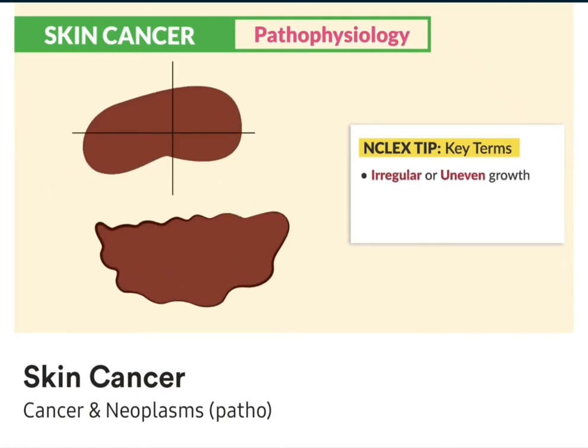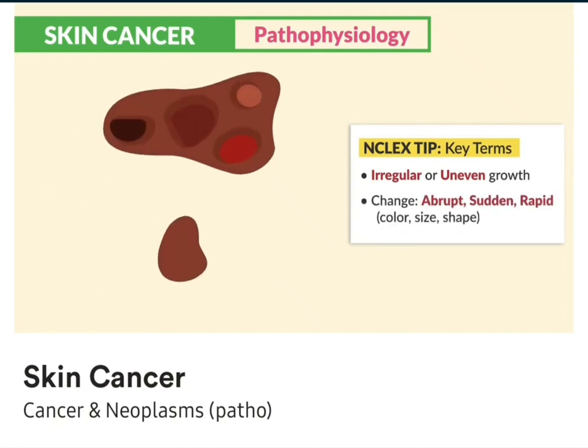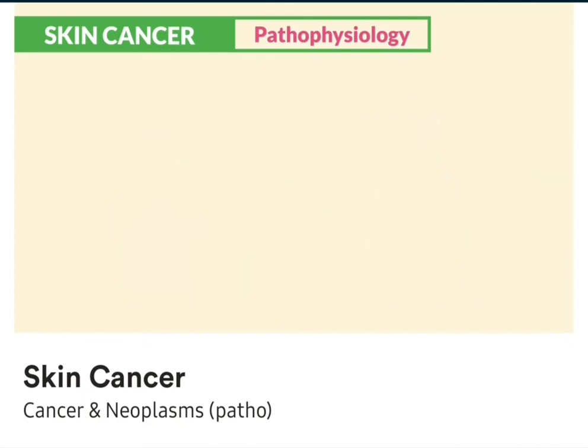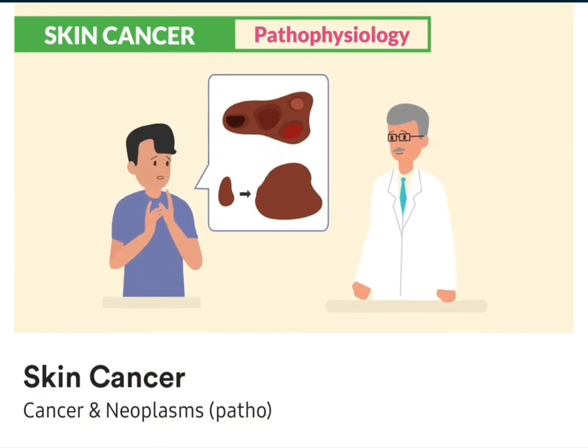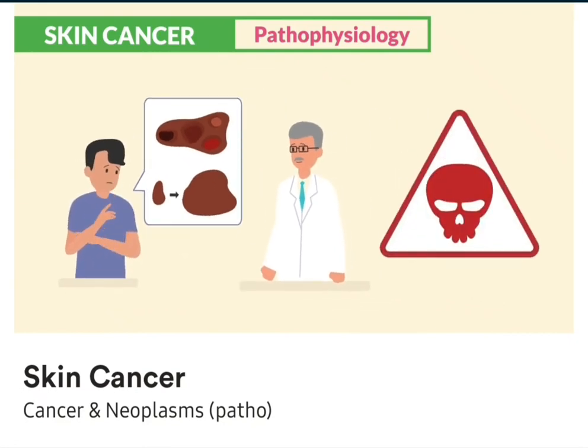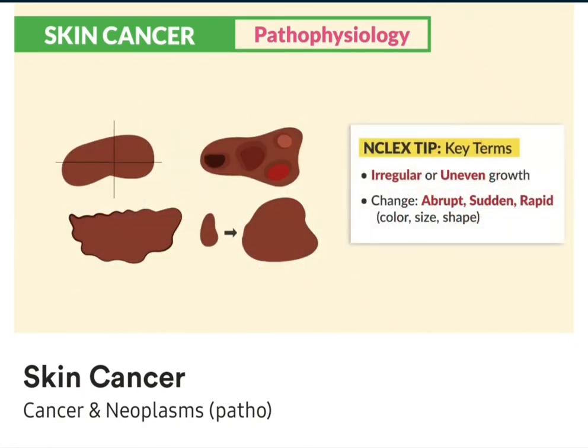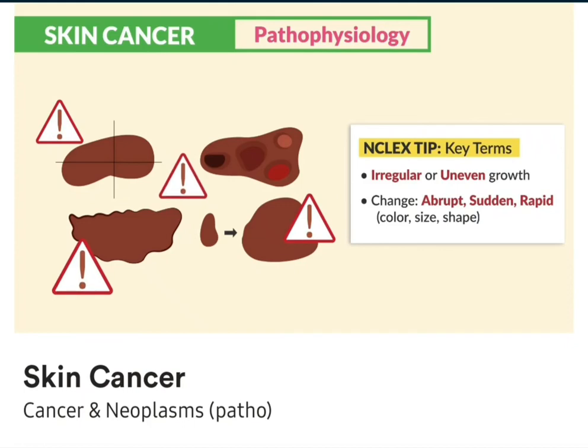Now, another big NCLEX tip is the key terms irregular or uneven growth. Remember, this is bad. And even change. A lot of question banks use the key terms abrupt, sudden, or rapid when describing color, size, and shape. All these key terms indicate that it's bad for the lesion. So teach clients to report to the HCP for a follow-up immediately. This could mean deadly malignancy. Now, a little side note here. A full workup for every single mole is not necessary. Only the ones that are changing or have uneven or irregular growth.